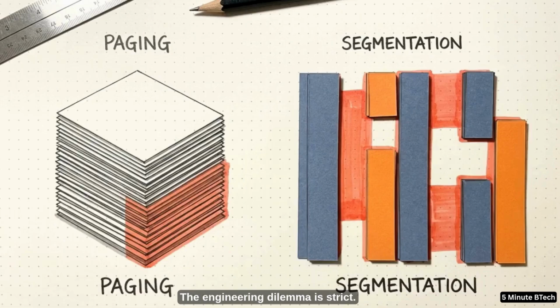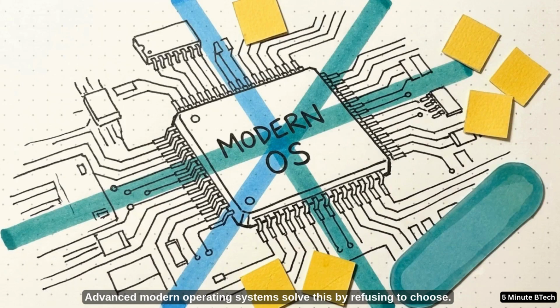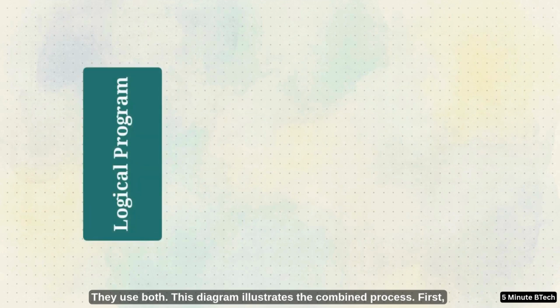The engineering dilemma is strict. Do you accept the internal waste of fixed pages or the external gaps of variable segments? Advanced modern operating systems solve this by refusing to choose. They use both. This diagram illustrates the combined process.